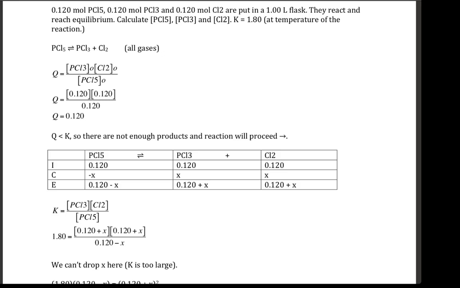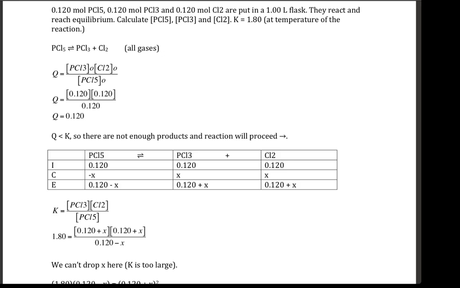So we fill in our ICE table with our initial concentrations, our changes, so negative X, positive X, positive X, and equilibrium values. We write out our equilibrium expression, PCl3 times Cl2 over PCl5. So then we have 1.80 equals (0.120 plus X) times (0.120 plus X) divided by (0.120 minus X).